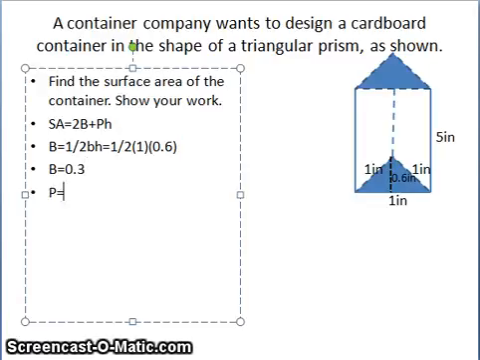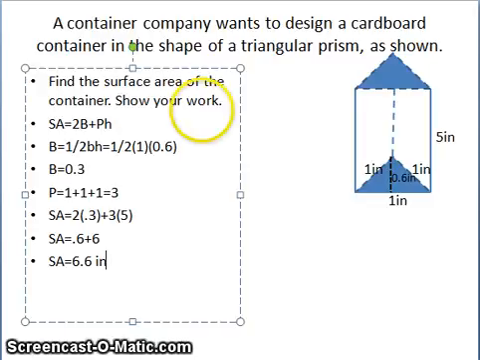Now I need to know my perimeter. If I look at the base there, I see it's 3 sides, all 1 inch. So my perimeter is 1 plus 1 plus 1, which is 3. Now I can plug this into the general surface area formula and say, okay, it's 2 times the area of the base, which is 0.3, plus the perimeter, which was 3, times the height here, which is 5 inches. So I'm going to simplify 0.6 plus 6, so I get surface area equals 6.6 inches squared, because it is surface area.